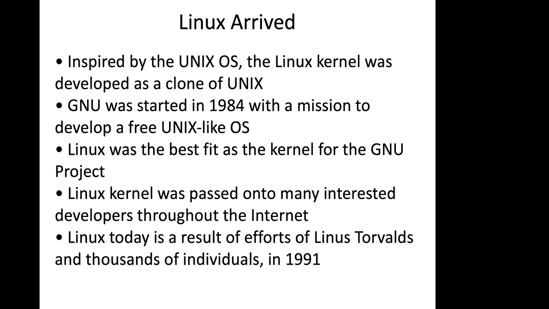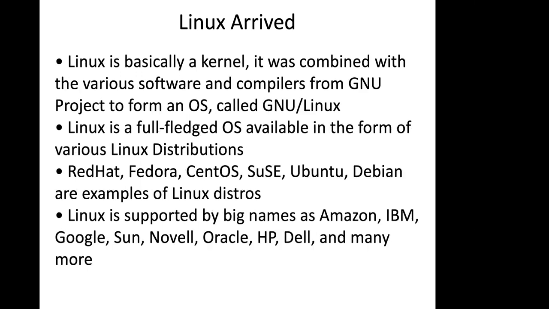What is a kernel? Kernel is like the core of Linux. Then GNU is a type of licensing that started in 1984 with a mission to develop a free Unix-like operating system. And Linux was the best fit as the kernel for the GNU project. Eventually, Linux was passed on to multiple interested developers throughout the internet because the source code was available and it was freely distributed. It's basically a result of efforts by Linus Torvalds, who invented it and passed it on to thousands of individuals.